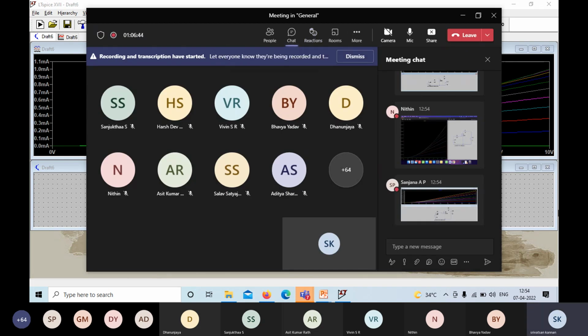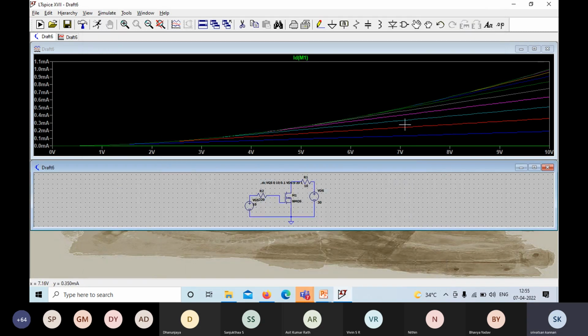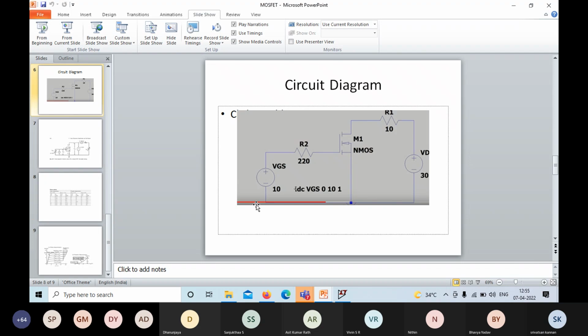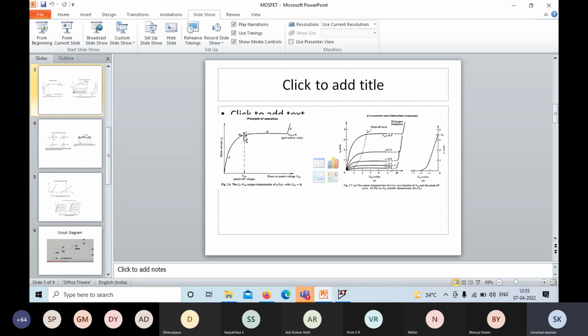Have you noted the pinch off voltage from the drain characteristics? What is pinch off voltage? So this is pinch off voltage. You can see this curve. The line intersecting the VDS axis, at which the drain current is constant. So this point is known as pinch off voltage.